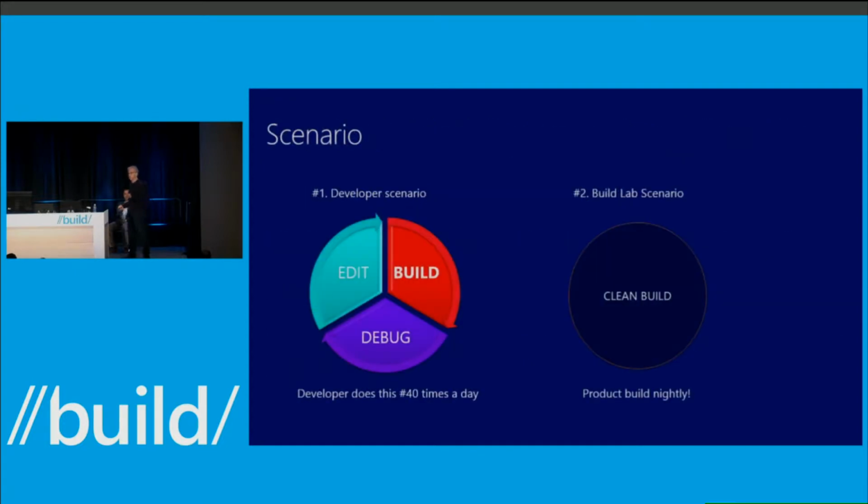So now I'm going to talk about compile time and throughput. Compile time and throughput is very, very scenario sensitive. There are two different ways to look at it. One is you're a developer, and you're going to do that circle on the left probably 40 times a day, right? I mean, everybody in here has been in that loop endlessly. Then the other one is the build lab scenario, which is just nightly you're doing a giant build. So we've tried to do things for both scenarios. We favored the developer scenario this time for this product release.